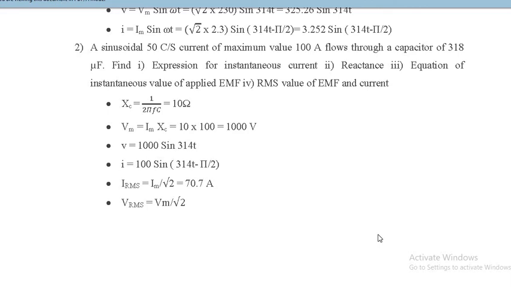So V is equal to Vm sin omega t. The maximum value is already found out, sine of 3140 t. Now, because we are talking about a purely capacitive circuit, I will be equal to 100 sine of 3140 t plus pi by 2. Why plus pi by 2? Because in this case the current should be leading. Deliberately I wrote minus pi by 2 over here to check whether you are all sleeping or alert and understanding things. So IRMS is equal to Im by root 2, which is 70.7, and VRMS will be equal to Vm by root 2, so Vm is 1000 by root 2. You have to find out these values.